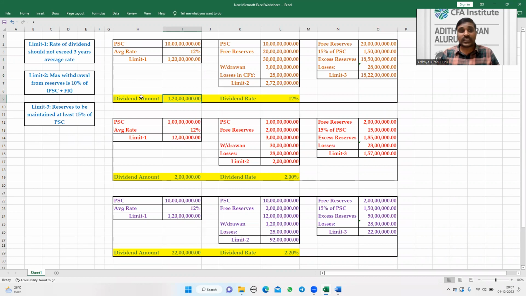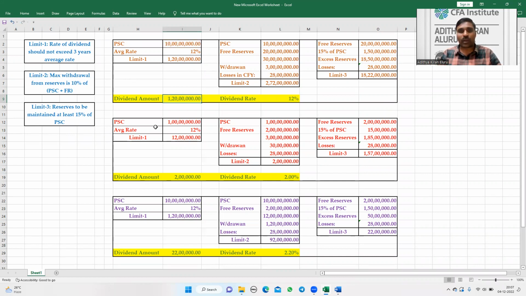Therefore, if you observe limit 1, limit 2, limit 3, limit 1 is the lowest figure. 1 crore 20 lakhs is the dividend amount, the lower of all the three limits. This is the dividend amount. So how do we get the dividend rate? Very simple. Dividend amount divided by paid up share capital is the rate of dividend.